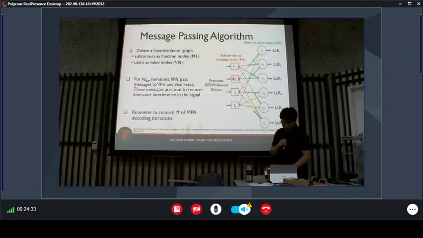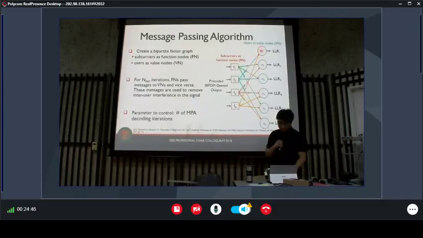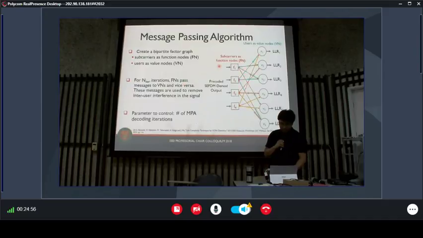And then next is the message passing algorithm. For the message passing algorithm, we built a factor graph by assigning the frequency resources as function nodes and the users as value nodes. And then for n iter iterations, function nodes pass messages to value nodes and vice versa. These messages are used to remove the inter-user interference in the signal. The parameter we can control here is the number of MPA decoding iterations, which is this n iter. And we will show later that as we increase n iter, we can improve the error performance.